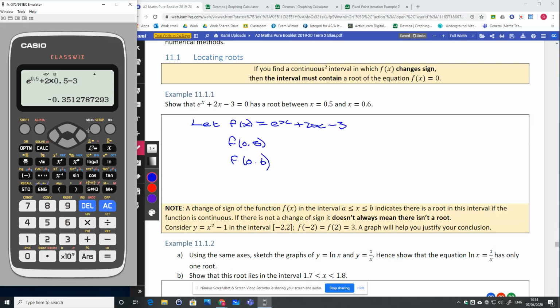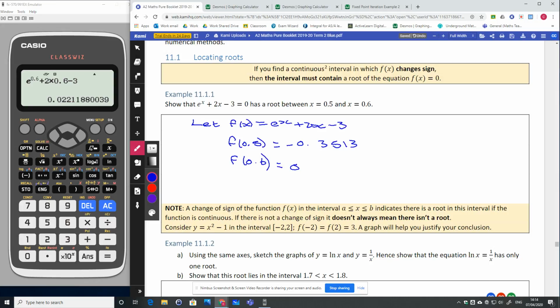For f(0.5), we are getting minus 0.3513 to four significant figures, and if we change that to 0.6, we get 0.02211, to the same decimal places. So what we've got here is a change of sign. One of them has come out as positive and one of them has come out as negative. I've got a negative here and a positive here.